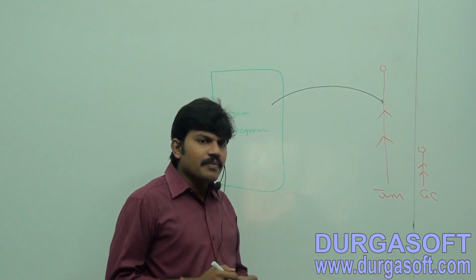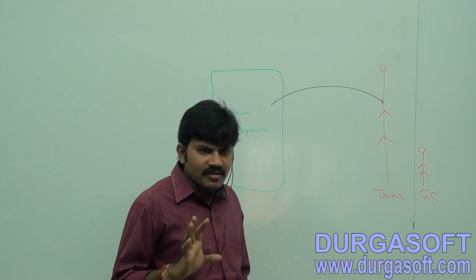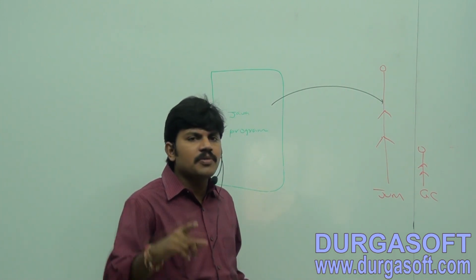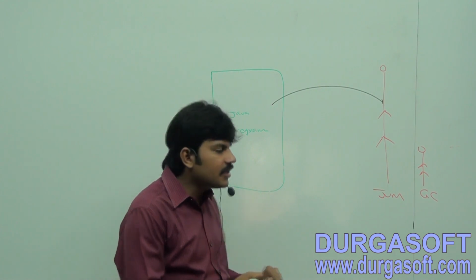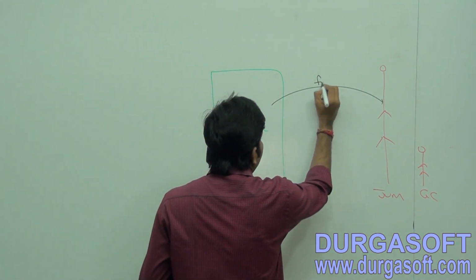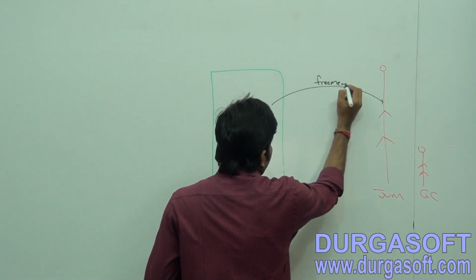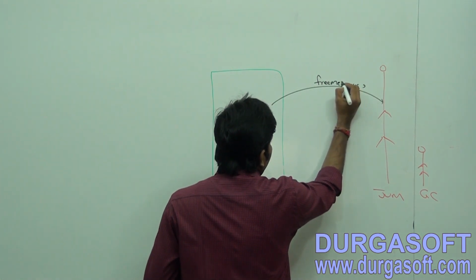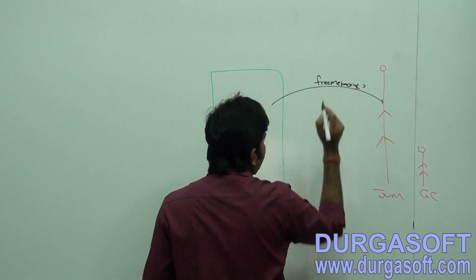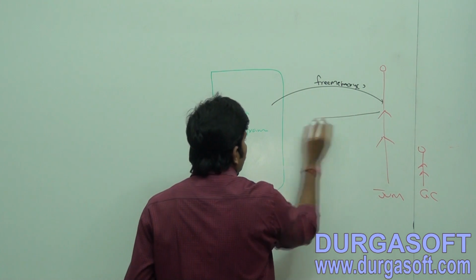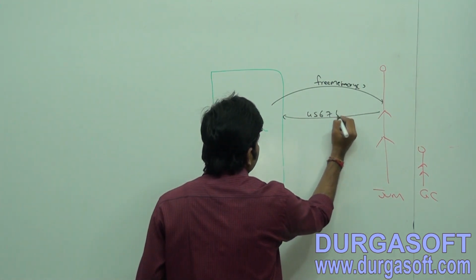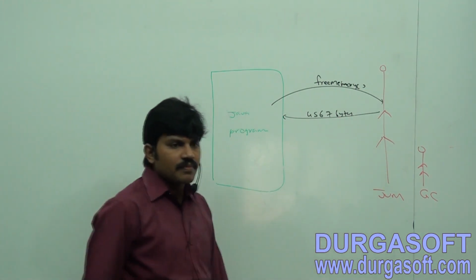Can you please check whether free memory is available in the heap? JVM, how much free memory is there in the heap? You can ask for free memory, and immediately the JVM is going to tell you. Immediately the JVM will say, boss, 4567 bytes of free memory is there.